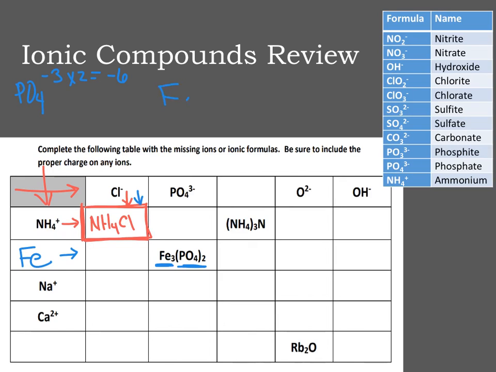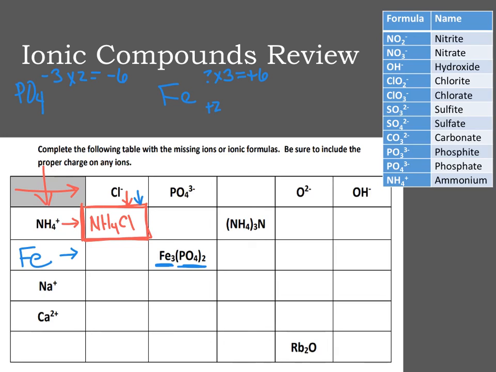The iron, I don't know the charge. It's one of the transition metals, but it tells me I have 3 of them, and I know it has to equal +6 so that I have a neutral compound. So that means that the iron, each individual iron must be +2. So +2 times 3 is +6, -3 times 2 is -6. So that's how you work backwards from a formula to figure out the charge of a transition metal ion.